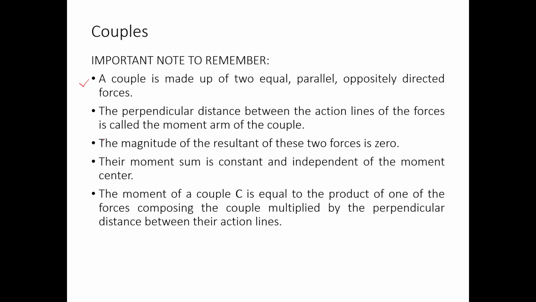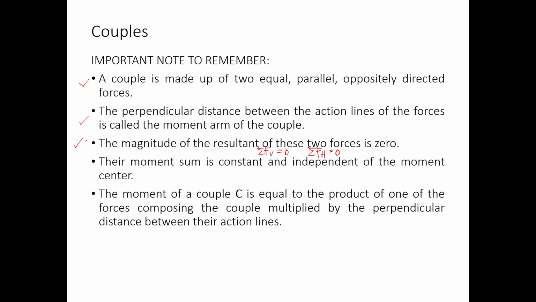This one is still the same concept as the moment: force times the moment arm. The magnitude of the resultant of these two forces is equal to 0. What do we mean by the magnitude of the resultant of the two forces? It could be summation of forces vertical equals 0 or summation of forces horizontal equals 0, depending on the direction of your couple forces.